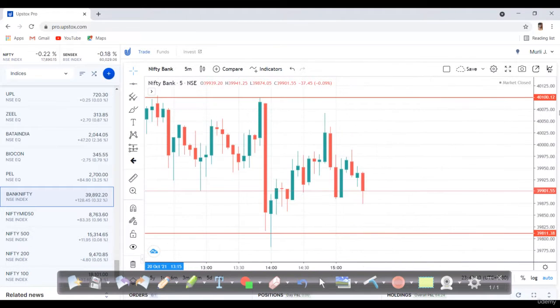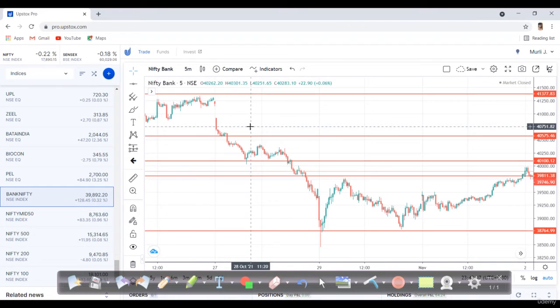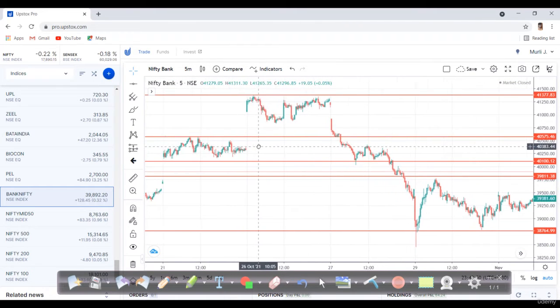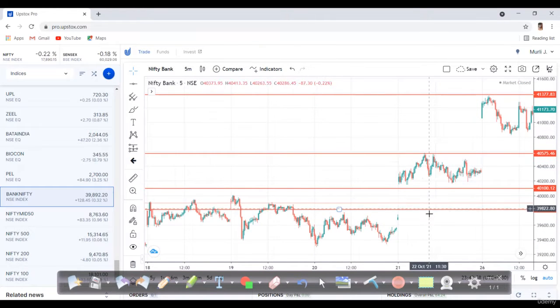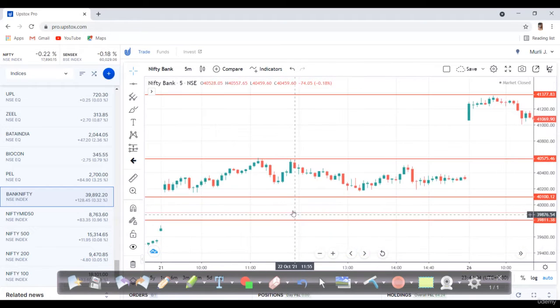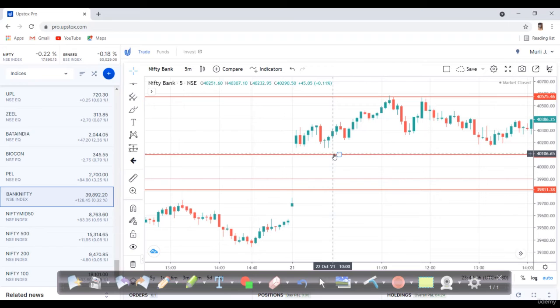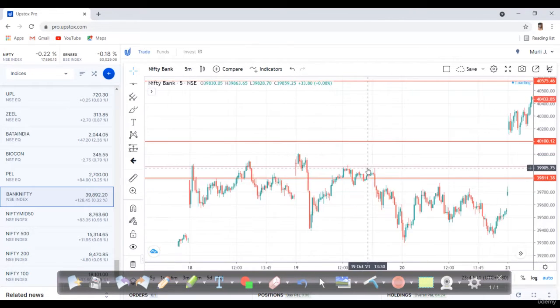Now I marked 40,100. Is it correct or not? Check past history. There are two ways to check. For example, today you marked it, then in the future you need to check whether it is really support and resistance or not. Is the market really respecting your lines or not? If you check here, it's almost 40,150 rupees. Or you can check here, it acts as a support as well as a resistance line. Now let me reframe it again.